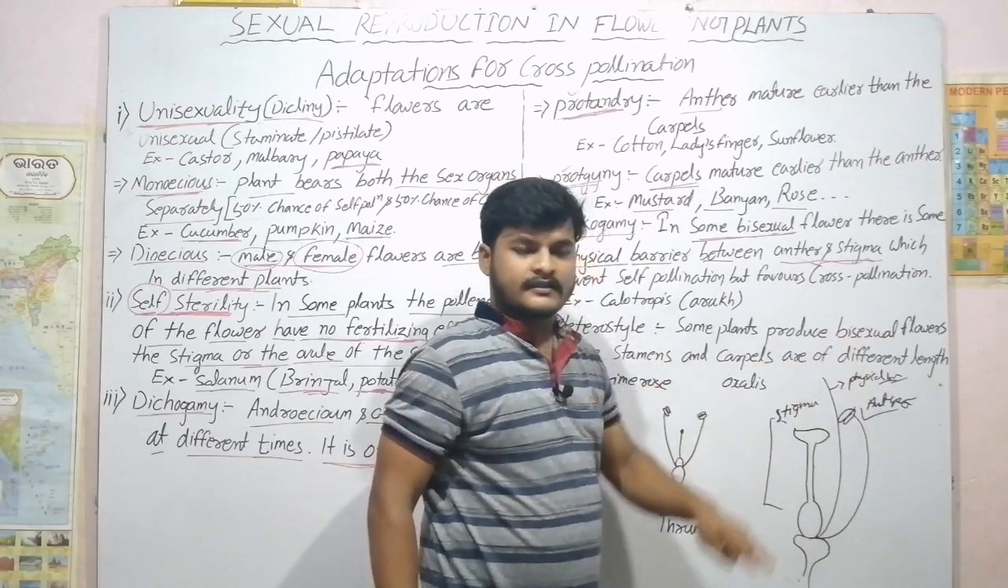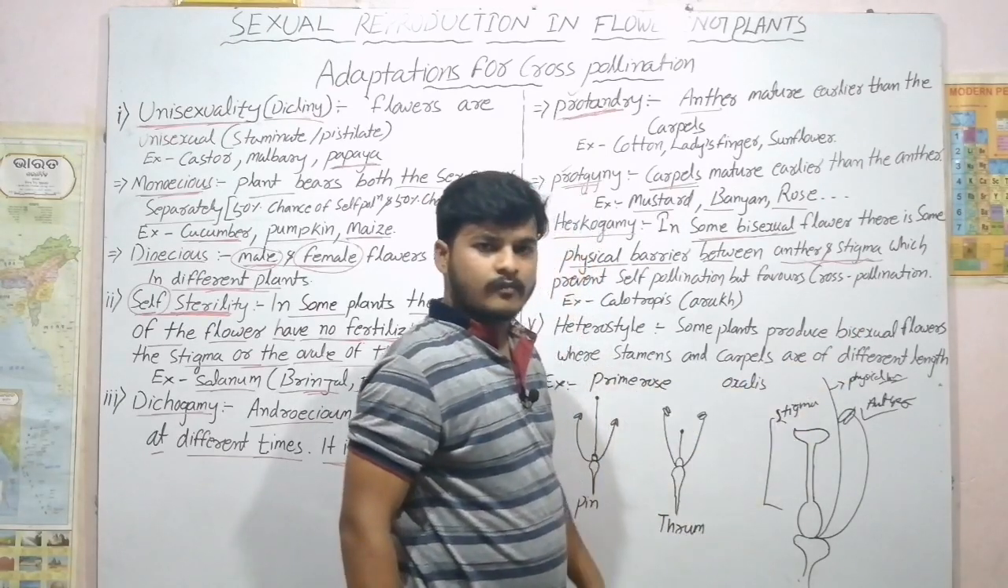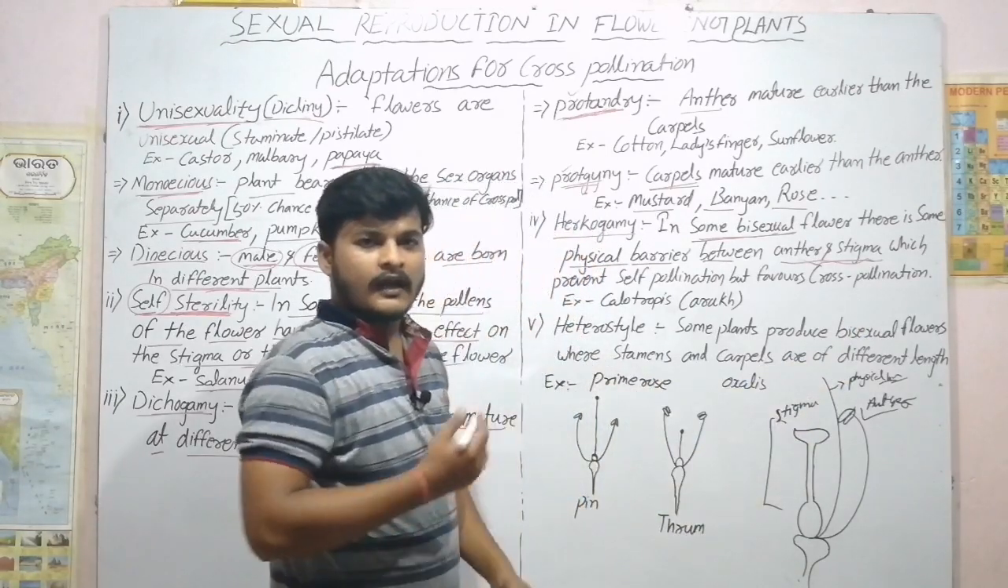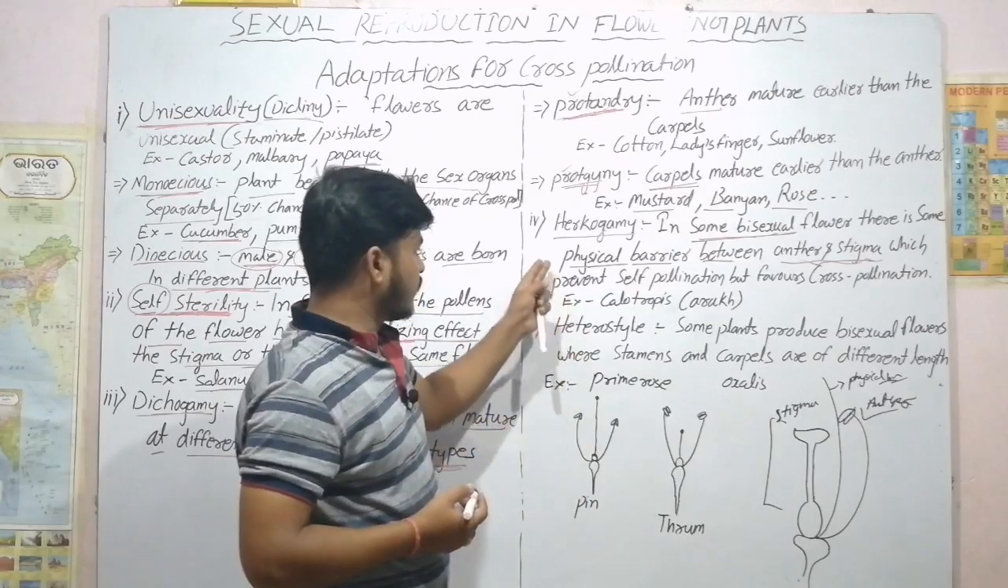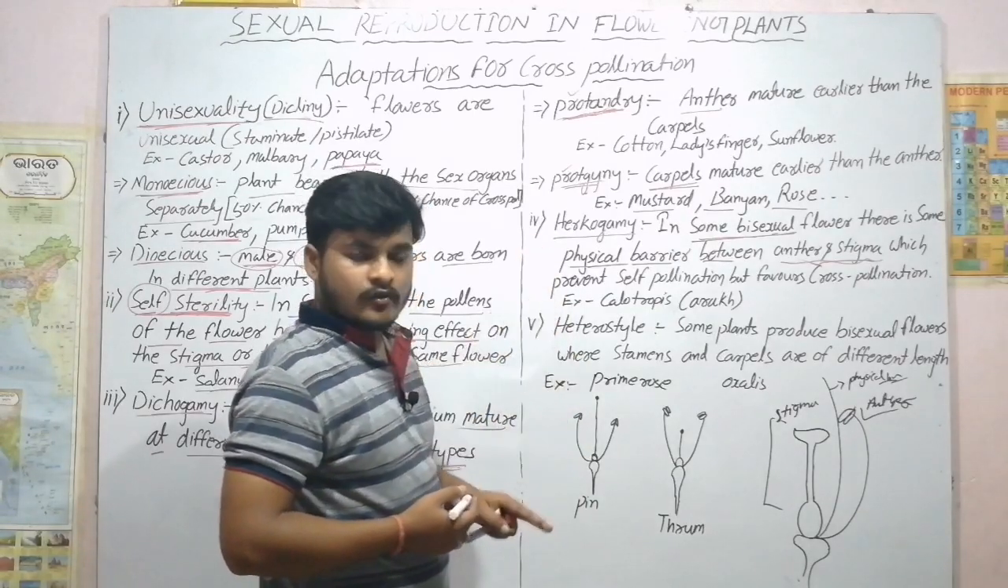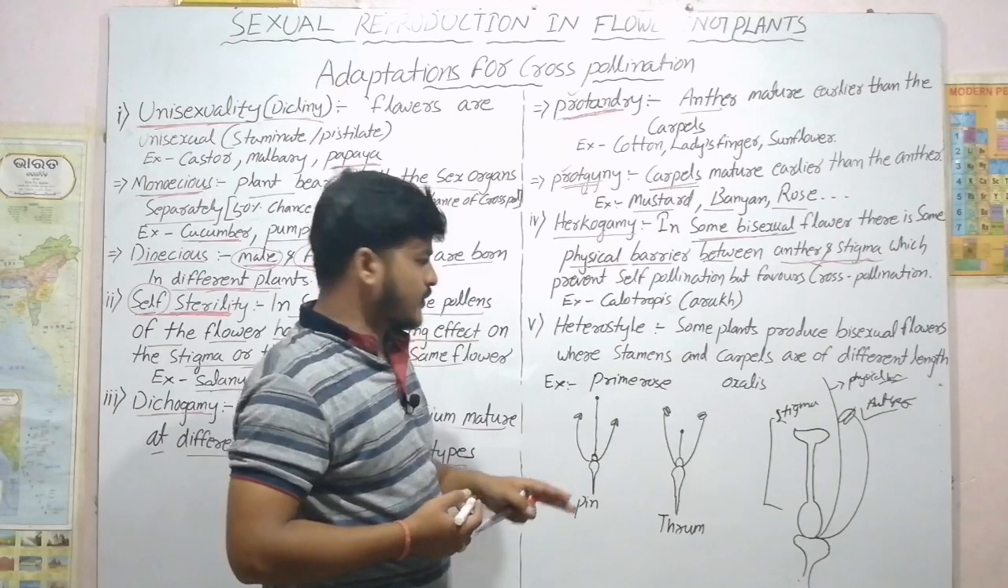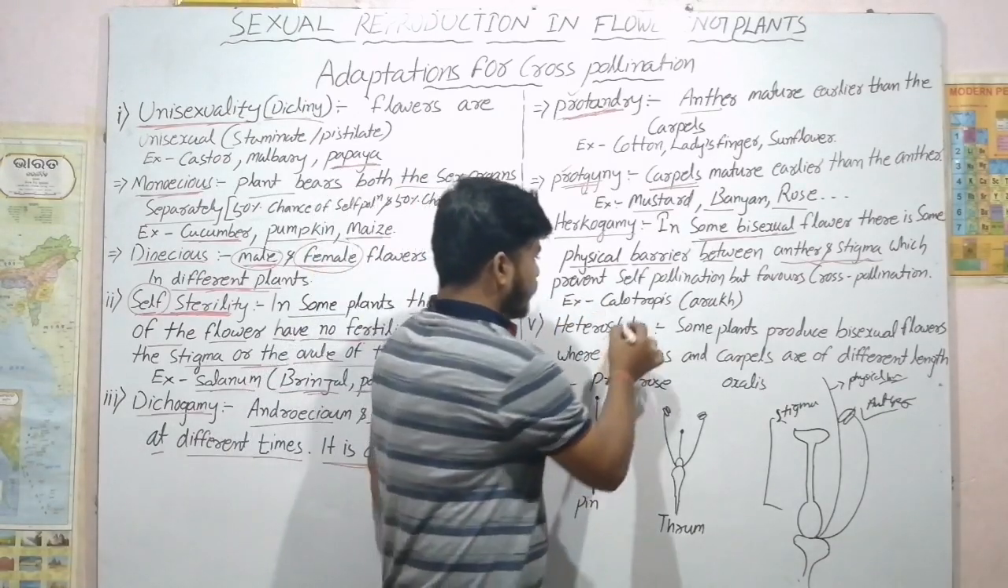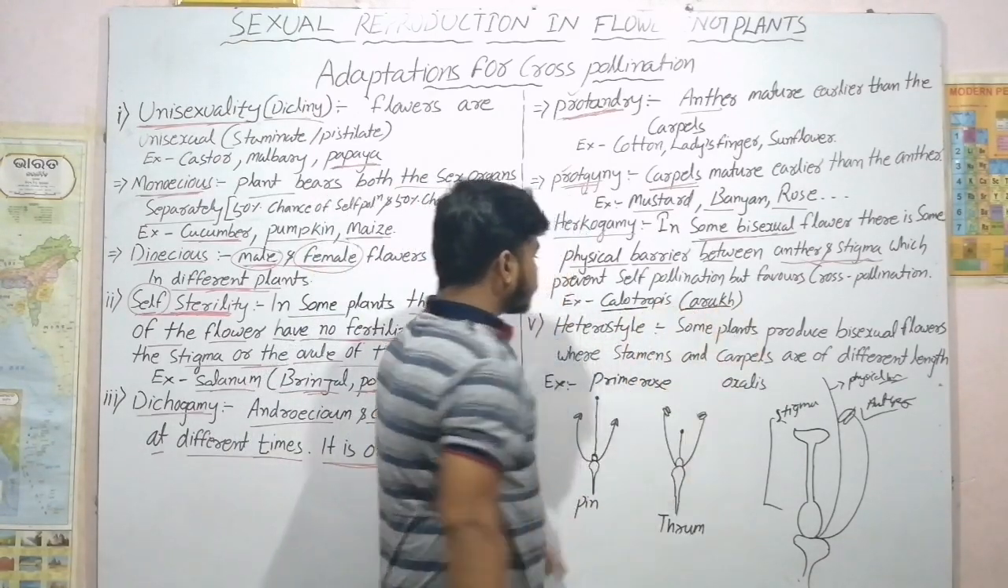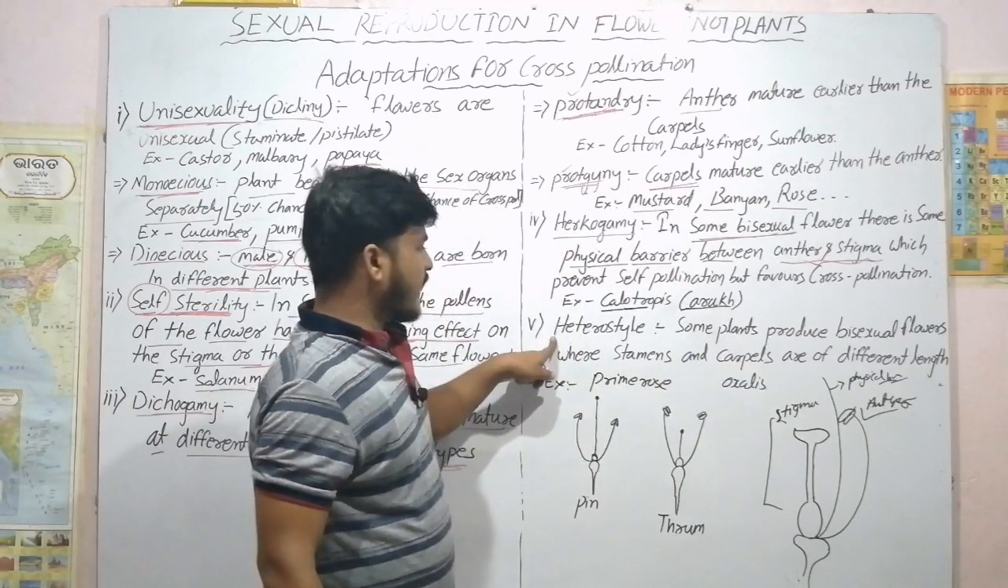By the agencies it is transferred, and the stigma also prevents self pollination and adapts to cross pollination. Hercogamy is also one of the adaptations of cross pollination, and the most common example is Calotropis. So the next one is heterostyly.